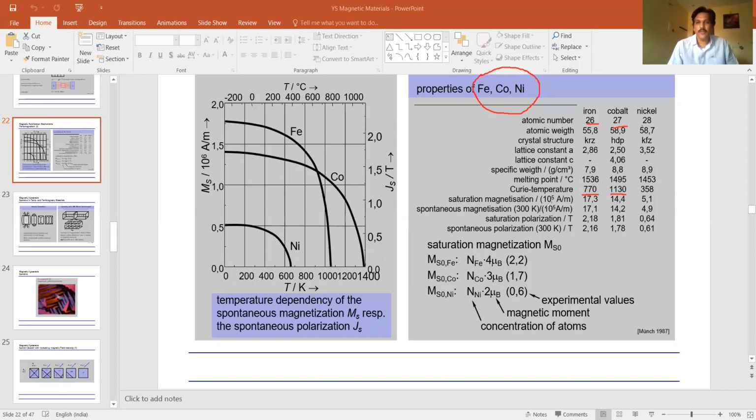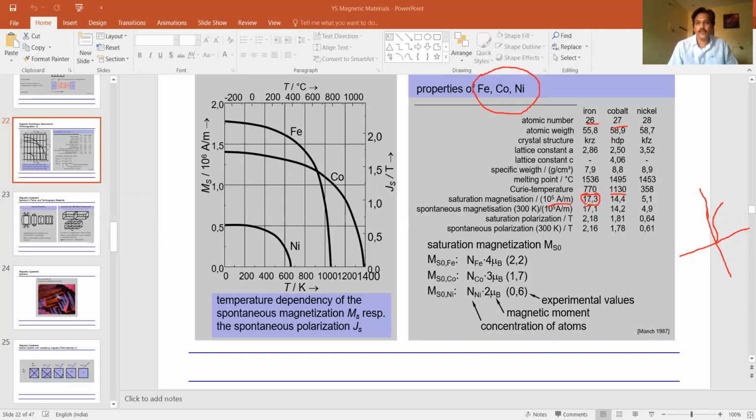So its saturation magnetization is how much? 17.3 times 10 power 5 ampere per meter square. Saturation magnetization of iron, I showed in the graph. So this is the saturation magnetization, the highest value. Then 14.4, 5.1. See, the iron shows very high saturation magnetization, and spontaneous magnetization is also high.